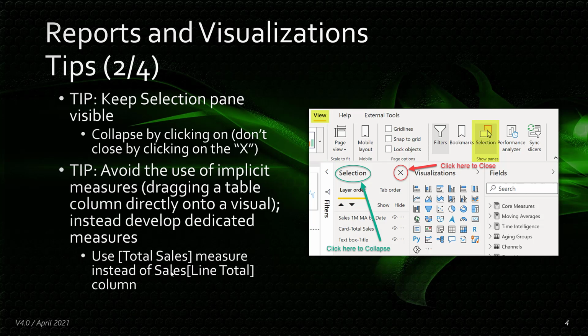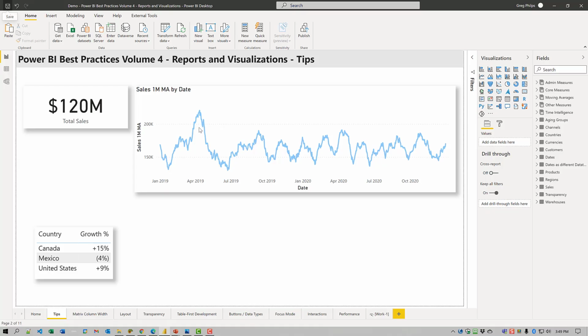I click on the word selection itself to expand and collapse the pane as necessary, instead of clicking on the X and closing the pane, then having to reopen it multiple times per session. The bookmarks pane also operates in exactly the same manner. Let's just flip over to Power BI and we'll have a look.